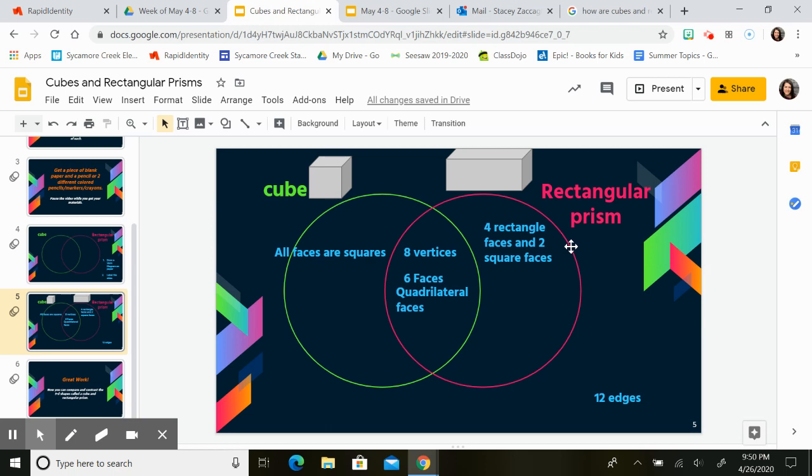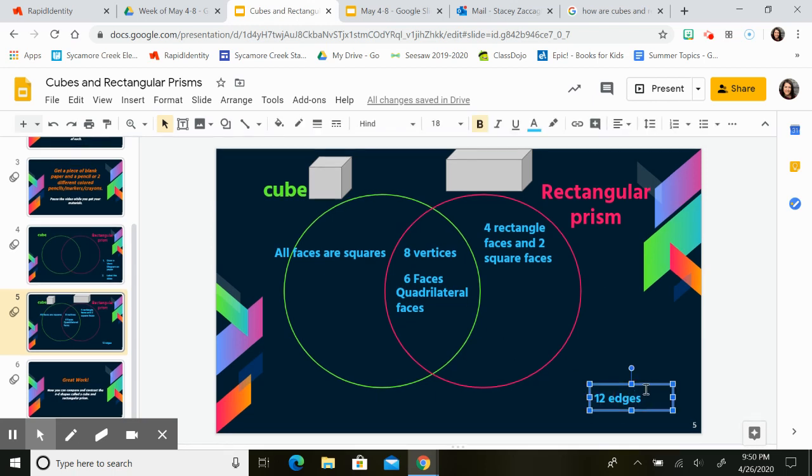We have one more, which is 12 edges. Again, from our earlier video from Learn Zillion, I remember edges are these right here. And if you were to pick up your rectangular prism and count them, you would get 12. If you pick up your cube and count them, you would also get 12. So that's another one that's the same. So I'm going to move that one right here in the middle also.